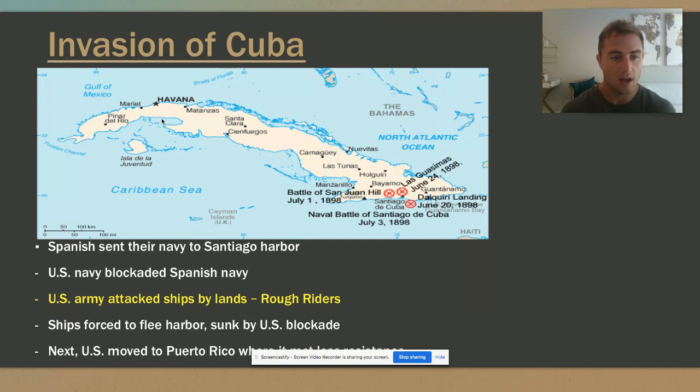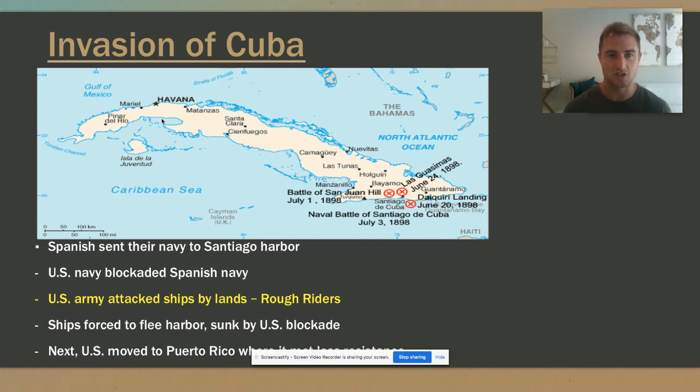Okay, Cuba. So the Spanish are going to send in their navy to the Santiago harbor there. The U.S. much superior navy is going to come in and blockade that navy, so they have nowhere to go. Then the American army is going to attack the ships by land. That's where the Rough Riders become famous. Teddy Roosevelt has resigned as assistant Navy secretary. He's come in to lead soldiers in this war. He writes about his exploits in the Rough Riders. He shoots a Spaniard in the gut, and he writes about that. Becomes very popular and famous for these sort of things.